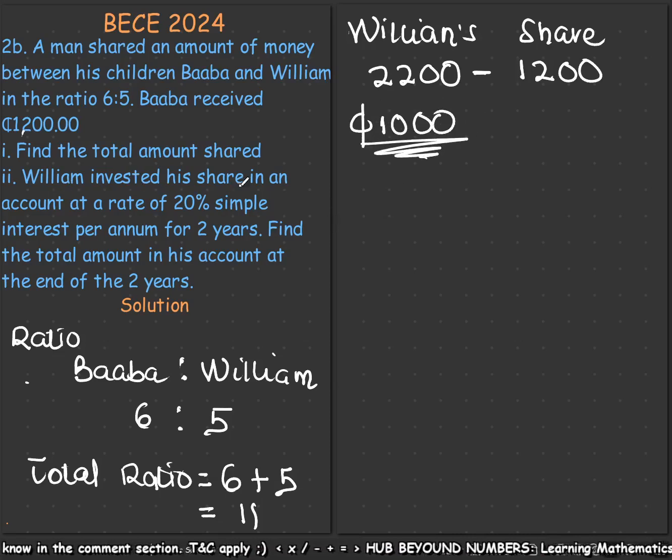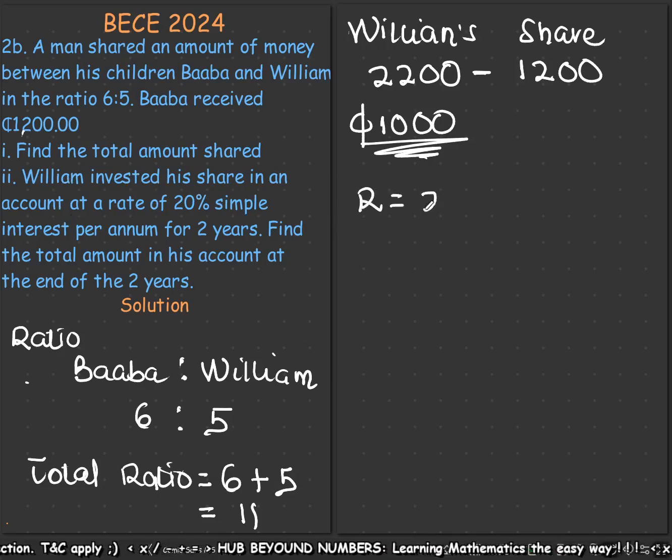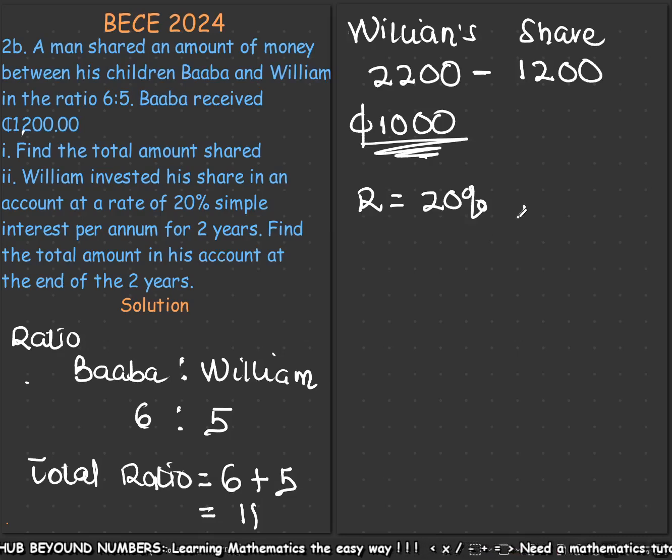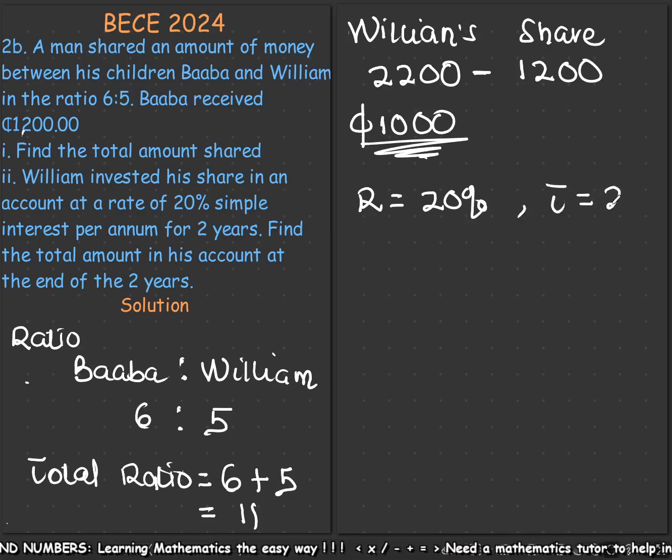Now let's take note of this share. It says he invested his share in an account at a rate of 20% simple interest per annum for 2 years. 2 years is talking about time, so T is equal to 2. You have to find his total amount. Find the total amount in his account at the end of the 2 years. Before we get to the total amount, we need to get the interest he would obtain after the years. Then we add it to how much he put in there.